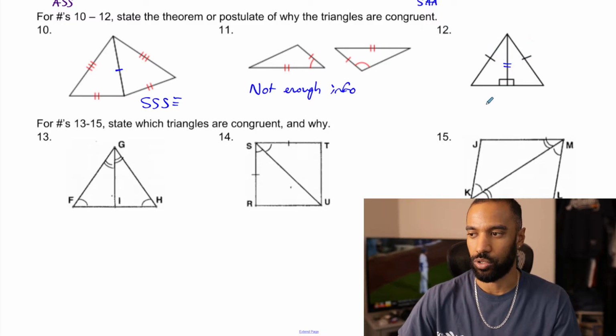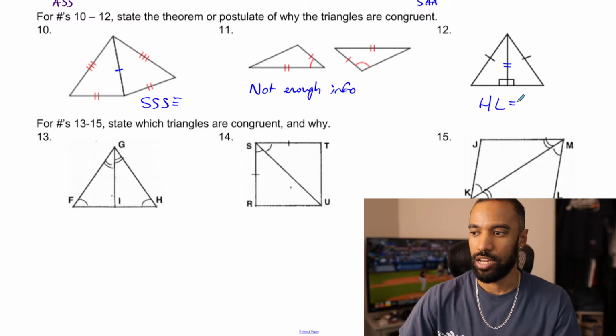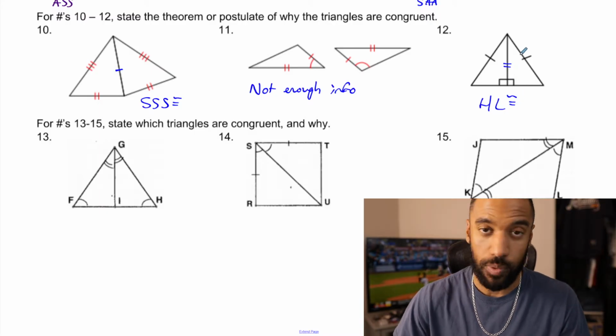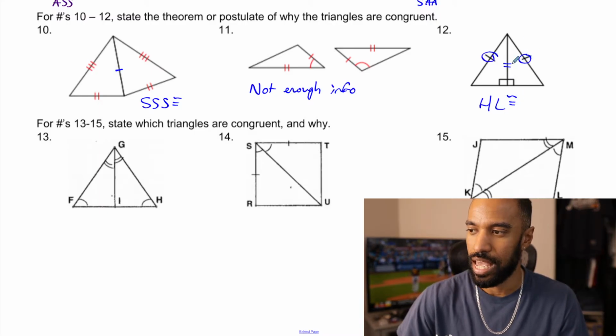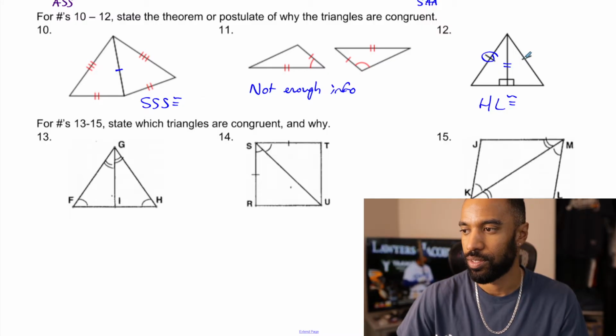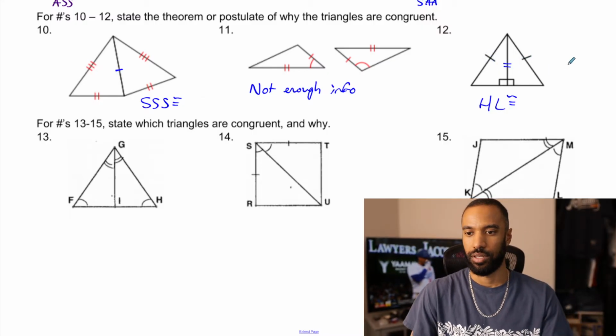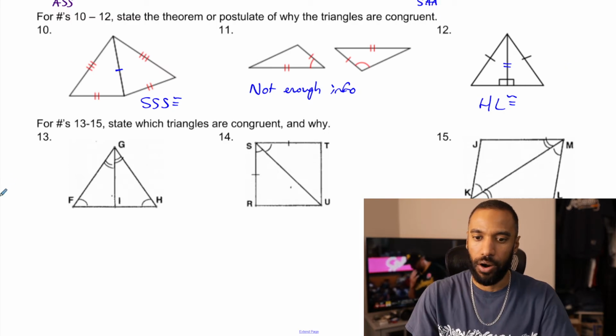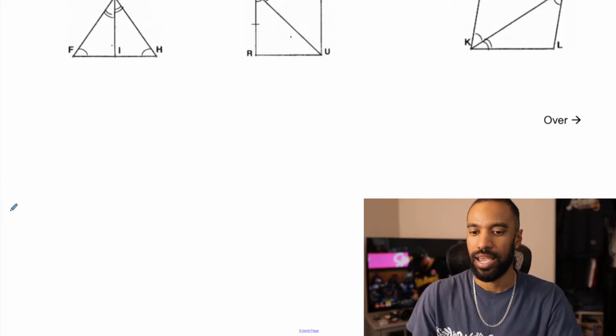these two hypotenuses congruent. This is an HL case. Not just because they're right triangles, but in these right triangles, the hypotenuses are congruent, and there's one set of congruent legs. That is what HL stands for. So there. All right, state which triangles are congruent and why in these cases here.